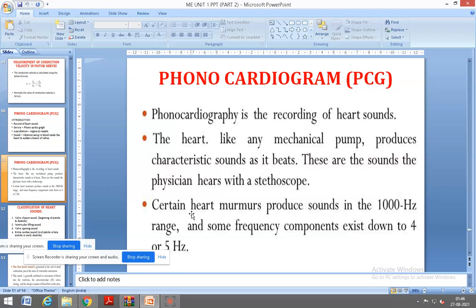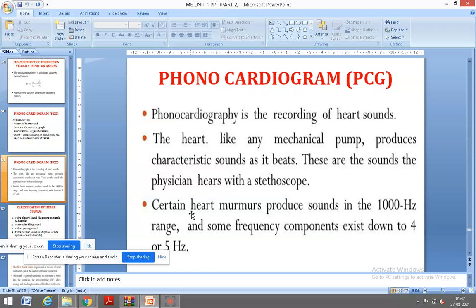So the heart, like any mechanical pump, produces a characteristic sound as it beats. So the heartbeat is compared with a mechanical pump for its characteristics. These are the sounds the physician hears with a stethoscope. You may also hear the heart sound through the stethoscope.